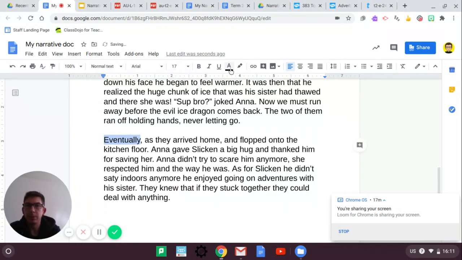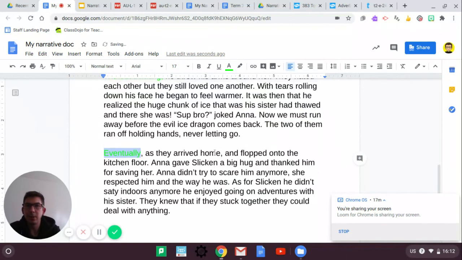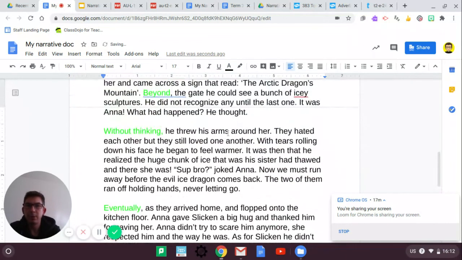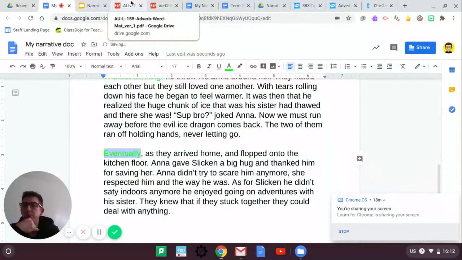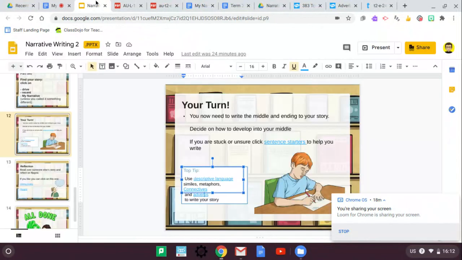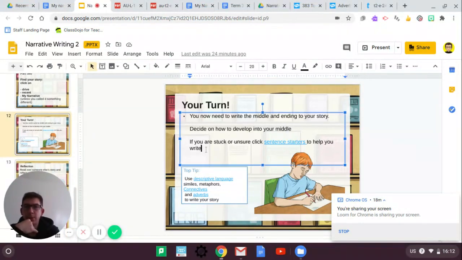Okay? I've got a beginning, I've got a sizzling starter, I've got the middle, and I've got the end. Alright? The end is good when you use kind of like concluding words, like finally, eventually. Maybe not use words like in conclusion, because they're more used for persuasive writing. But that's about it. All right, so good luck with that.